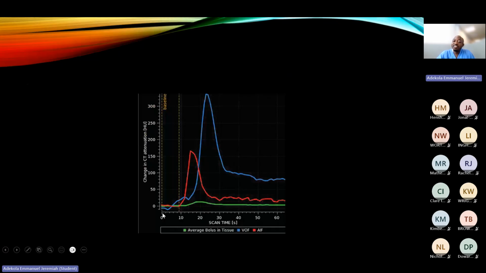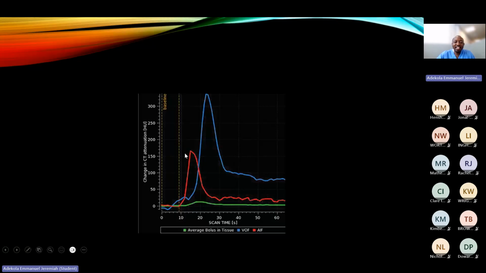Now, when we look at it, these three graphs must always start from 0 for the scan to be accurately interpreted. It must start from 0, and the arterial phase must peak first. The arterial phase will always peak first before the venous phase. If the venous phase is peaking first before the arterial phase, that likely means the interpretation will be wrong, and we can't use that to take a decision for thrombolysis.